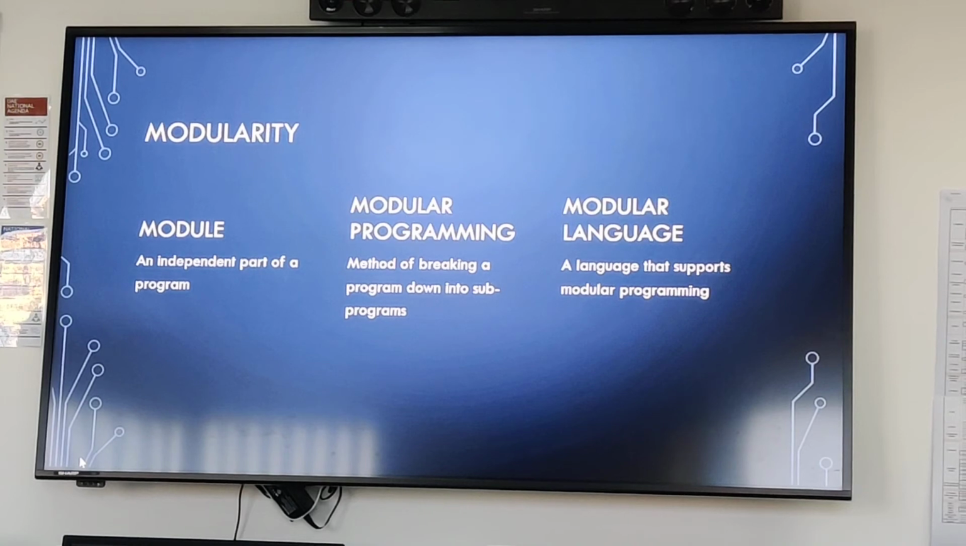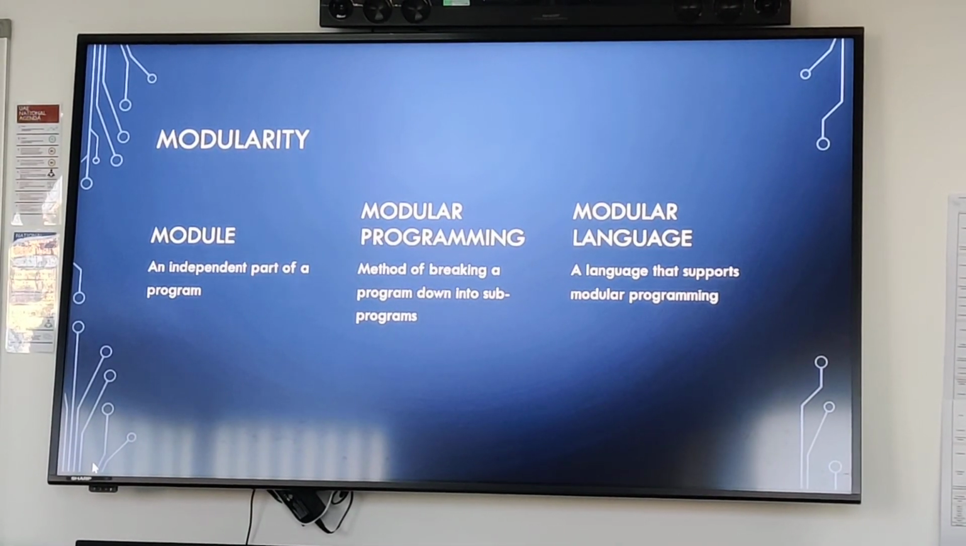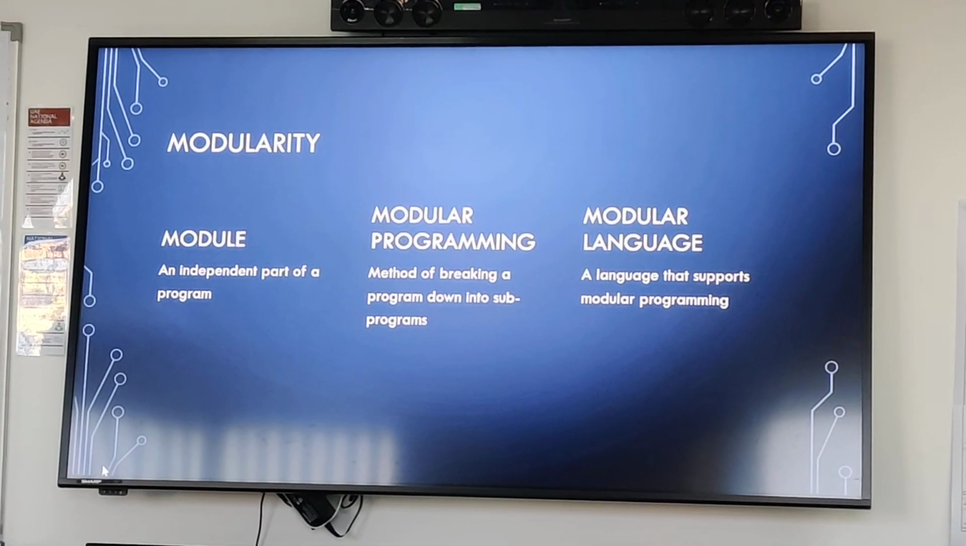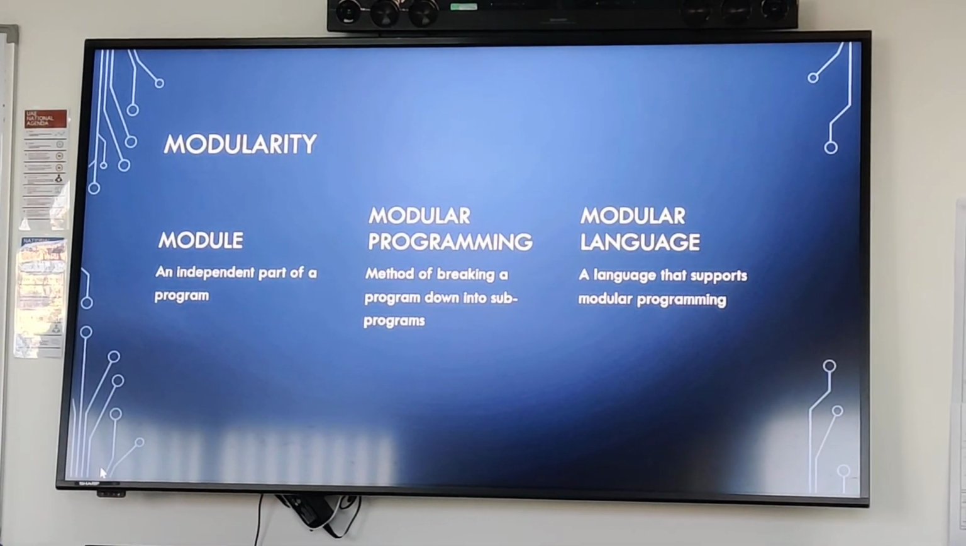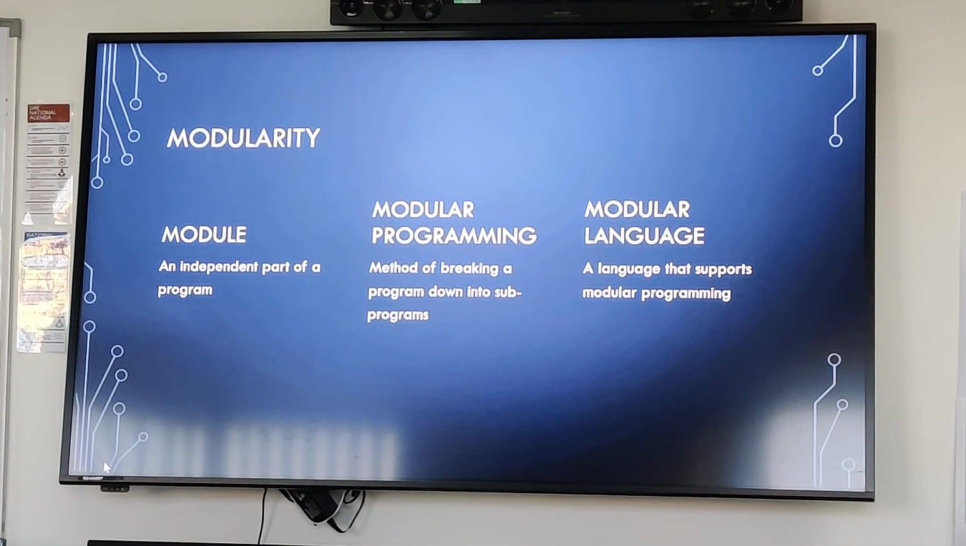And then we have modularity. A module is an independent part of a program. Modular programming is the method of breaking down a program into subprograms or subproblems. And a modular language is a coding language that supports modular programming, such as Java or Python.